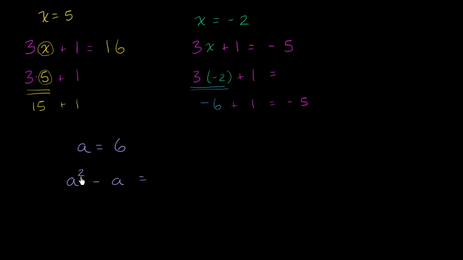Well, everywhere you see an a, you just replace it with a 6. So I'm going to put the 6 in yellow. So this is going to be the same thing as 6 squared minus 6. Everywhere where I saw an a, I've replaced it with a 6.